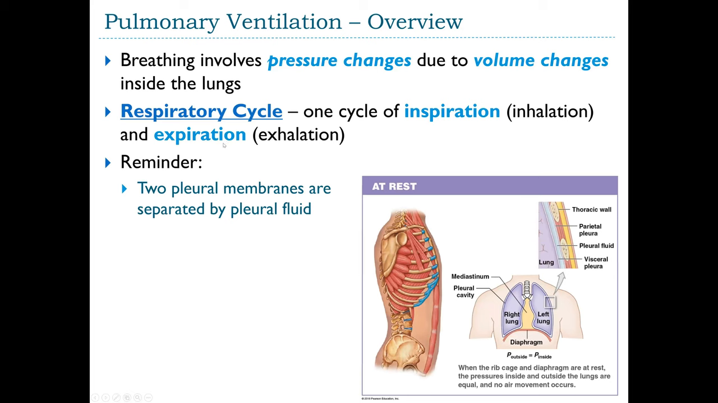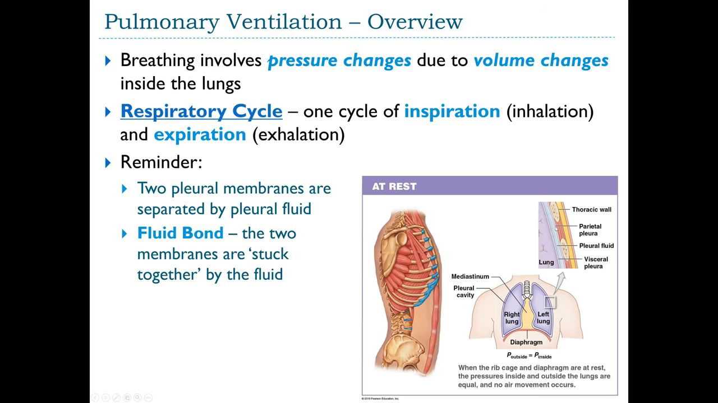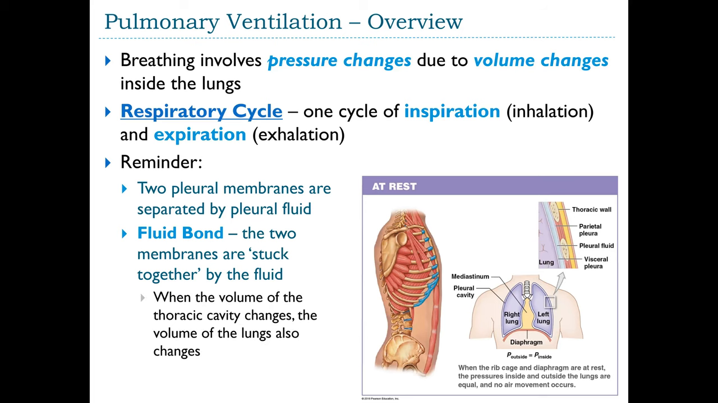So as a reminder, we have these two pleural membranes. We have the visceral pleura that lines the lungs and the parietal pleura, which lines the thoracic wall. And they are separated by pleural fluid that exists within the pleural cavity. And so these two membranes are connected by a fluid bond, which means those two membranes are stuck together by the presence of that fluid. Therefore, when we change the volume of the thoracic cavity, the parietal pleura, which is attached to the thoracic cavity, will move. And because of this fluid bond, it will pull or suck the visceral pleura with it, so that therefore, when the volume of the thoracic cavity changes, the volume of the lungs will also change.